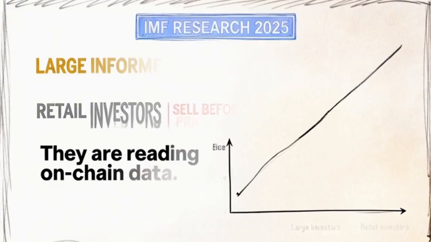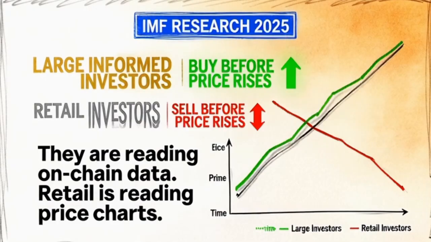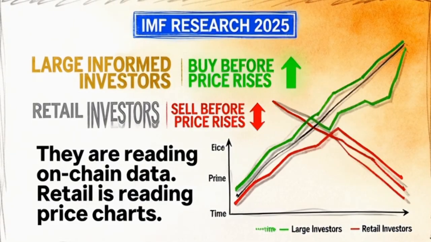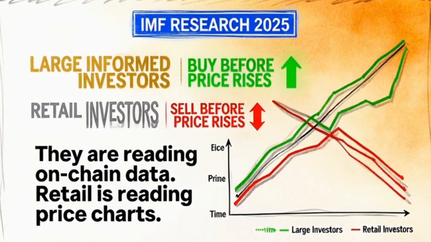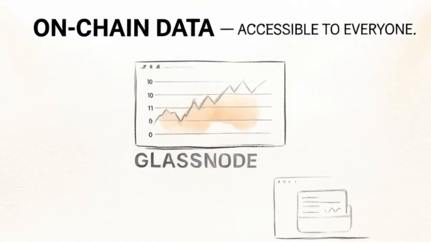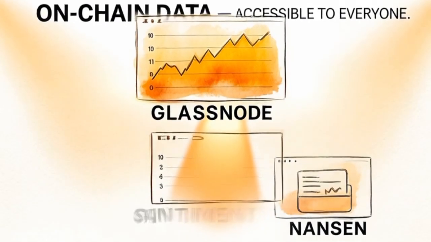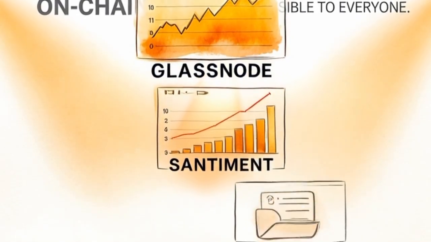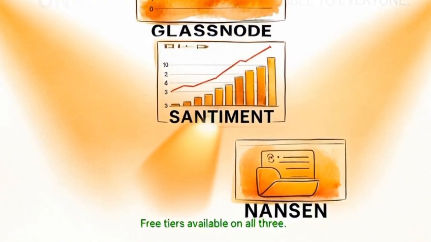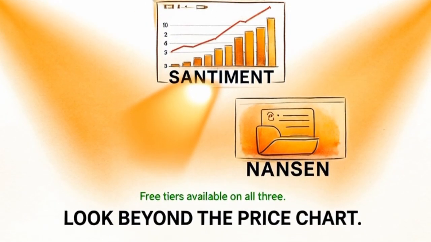The IMF published research in 2025 confirming that larger, more informed crypto investors increase their holdings before price increases, while retail investors reduce theirs before price increases. The large investors are reading on-chain data. The retail investors are reading price charts. Those are not the same information source. Tools like Glassnode, Santiment, and Nansen make on-chain data accessible to anyone willing to look beyond the chart.